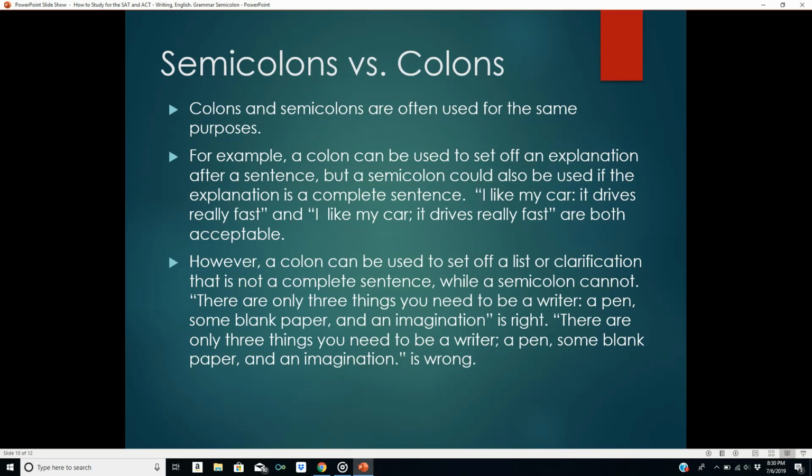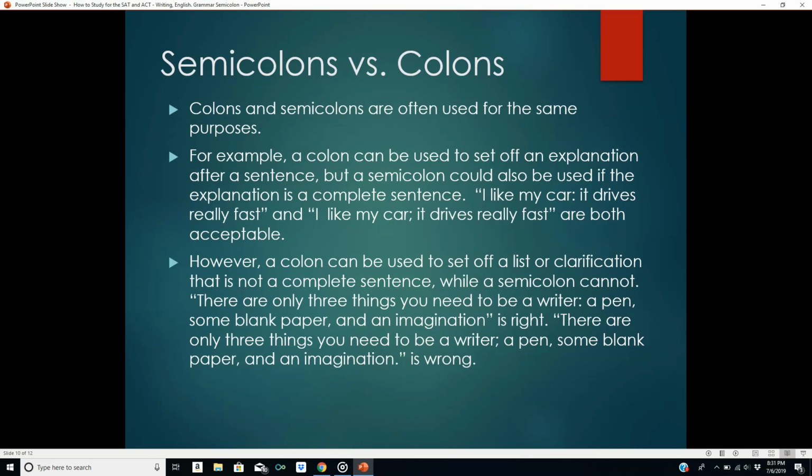However, a colon can be used to set off a list or a clarification that is not a complete sentence, while a semicolon cannot. "There are only three things you need to be a writer: a pen, some blank paper, and an imagination" is right. And so even though "a pen, some blank paper, and an imagination" is not an independent clause, you can use a colon and set off that explanation or that list. Well, that's a list right there.